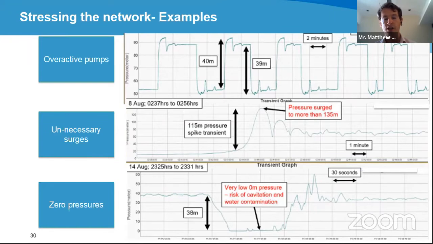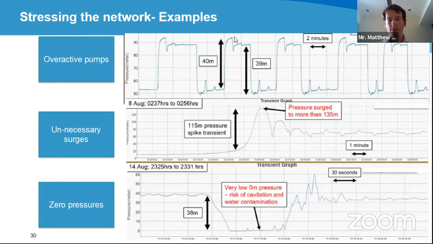In the middle graph, you can see an example of an unnecessary surge. So the peak pressure of 135 meters is some 70 meters more than the final pressure achieved after the pump asset has been turned on. So the pump doesn't need to introduce 135 meters of pressure, but that has happened. And if we find a way of reducing the spin-up speed of the pump or mitigating that pressure transient, then we can achieve the end pressure of 70 meters without damaging the pipes.